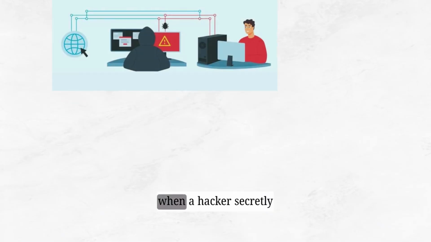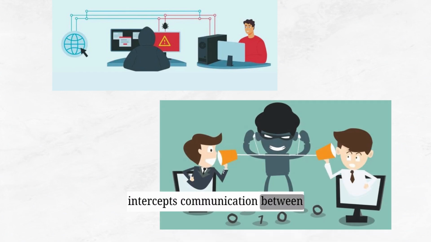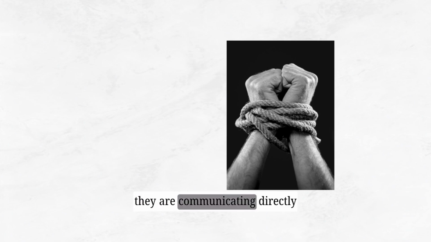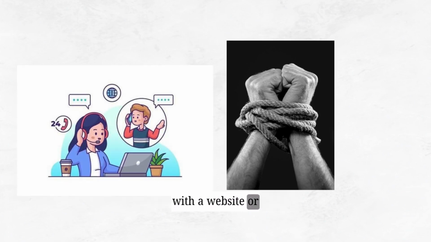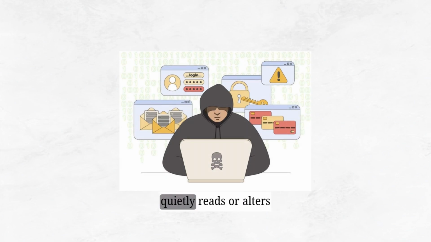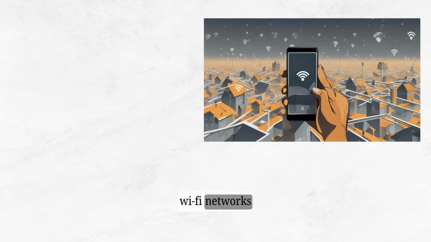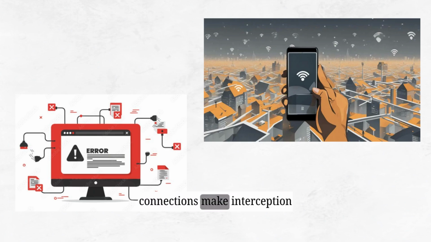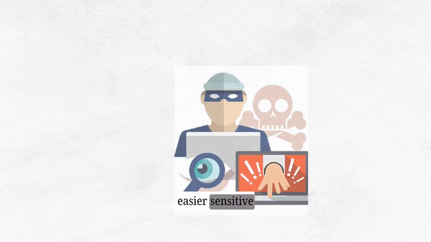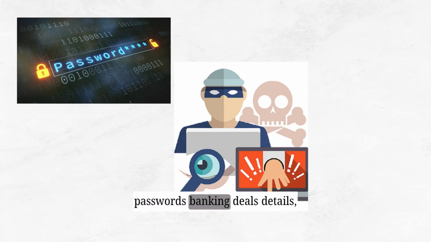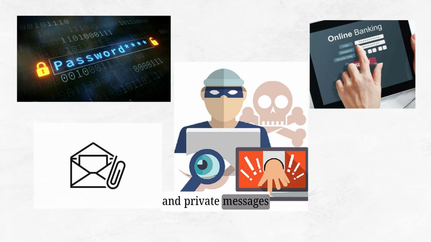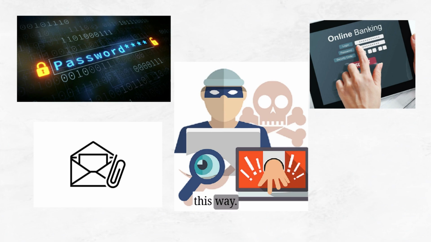Man-in-the-middle attack. A man-in-the-middle attack happens when a hacker secretly intercepts communication between two parties. The victim may believe they are communicating directly with a website or service, while the attacker quietly reads or alters the data in transit. Public Wi-Fi networks have often been used for these attacks because unsecured connections make interception easier. Sensitive information like passwords, banking details, and private messages can all be exposed this way.